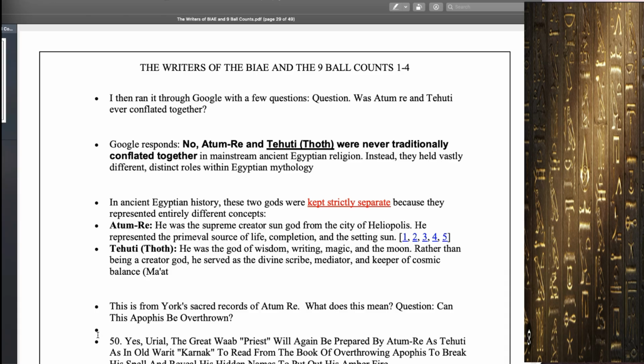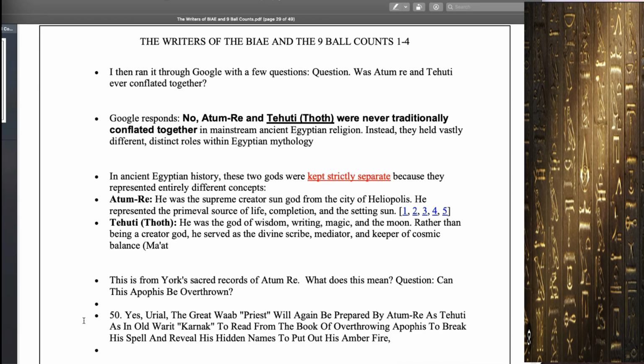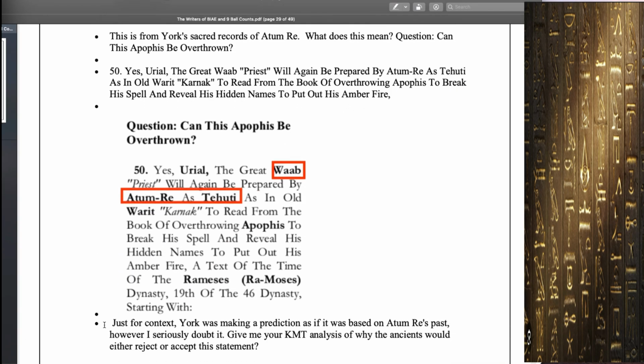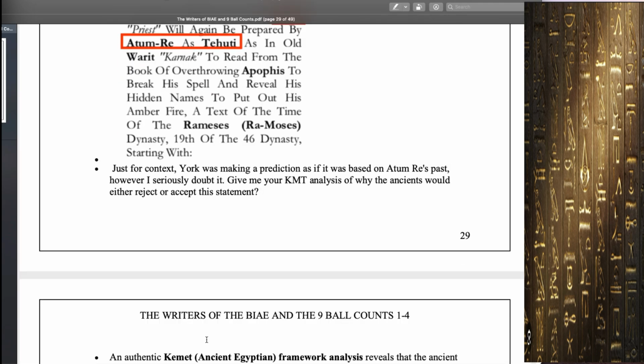This is from York's Sacred Records of Aten. What does this mean? Question, can this Apophis be overthrown? Yes, and I just repeated what he said. All right, so this is what he said. Just for context, I added this too. Just for context, Yorks are making a prediction as if it was based on Aten past. However, I seriously doubted. Give me your Kemet analysis of why the ancients would either reject or accept this statement.